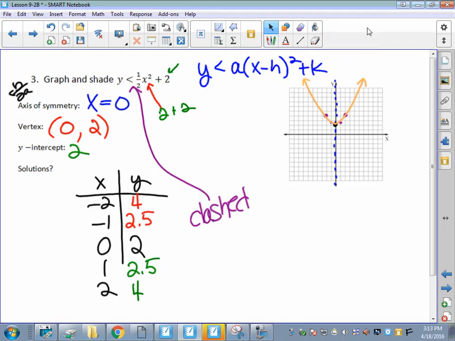Oh, and I forgot to make it dashed. Erase that or put a line. Gosh, here I was talking about making it dashed and then I forgot. So I'm going to make myself a dashed parabola. Don't forget your arrows at the top.